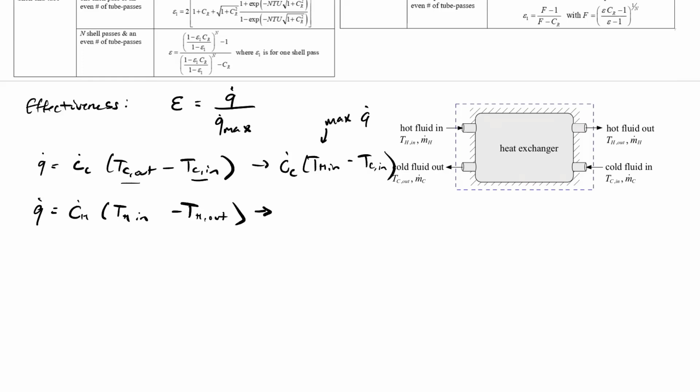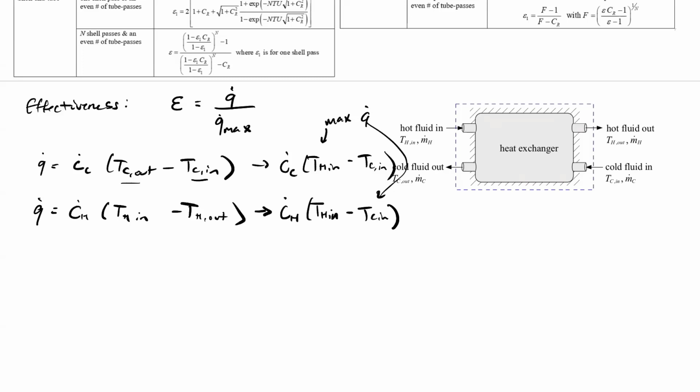Same thing for the hot side, but now we're limited by the hot capacitance rate. Mass flow and C for hot are not changing. But then what would the temperatures be? Again, I know I'm coming in with TH in. The coldest I could possibly get my hot flow would be TC in. And so this is, again, the maximum Q dot that we could achieve in either case.